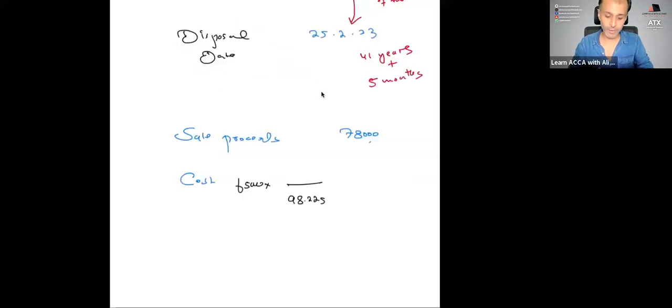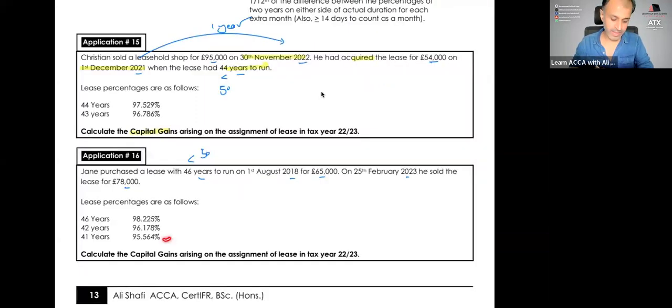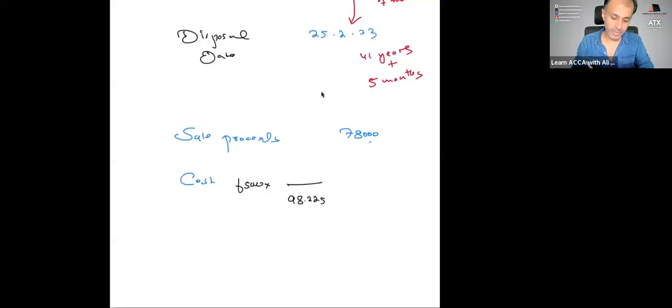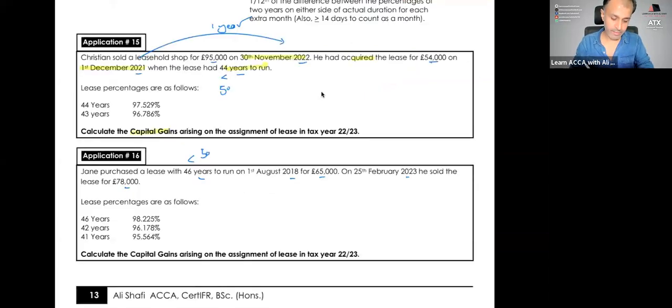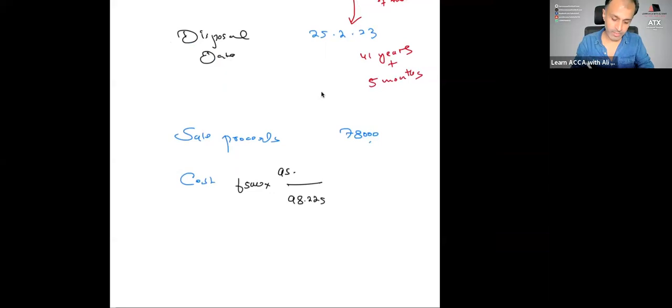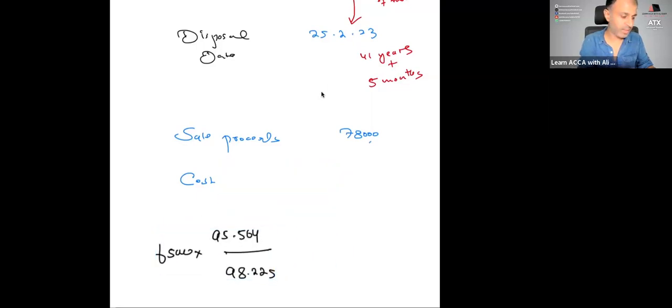So how can this be worked? Have a look. At least 41 years' percentage has to come in. So I can at least write 95.564 over here. Let me bring that over here so that it becomes better.